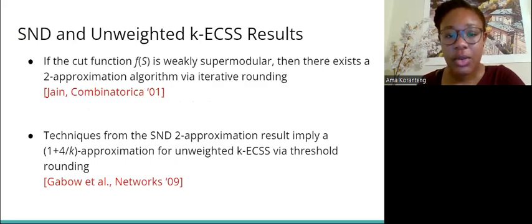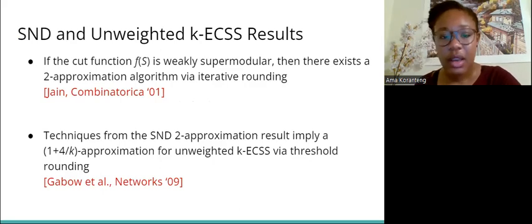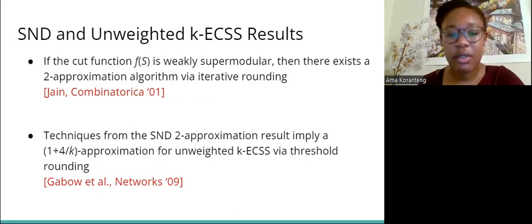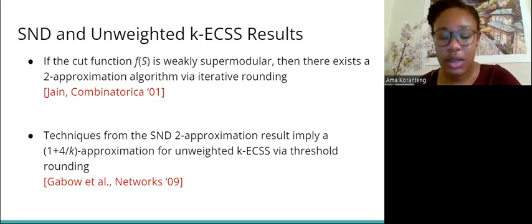Okay, so in a seminal paper, Jain introduced the iterative rounding technique for solving linear programs. Jain showed that for a cut covering problem like survivable network design, if the cut requirement function f of S is weakly supermodular, then you can use iterative rounding on the corresponding linear program to get a 2 approximation for the problem. And fortunately, the survivable network design cut function is weakly supermodular, so you do get this 2 approximation.